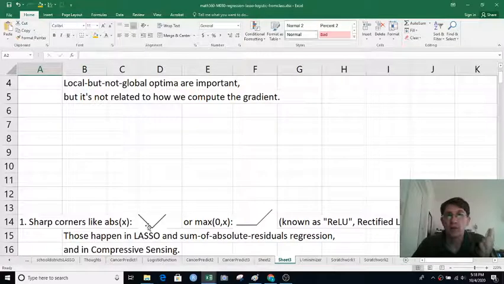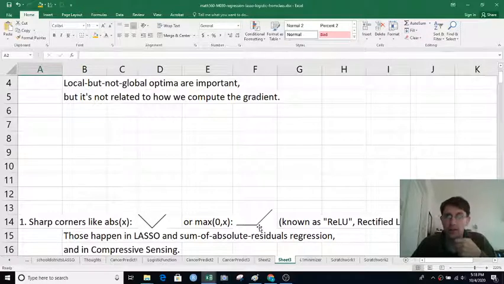So anything with sharp corners, like the absolute value function or the maximum of 0 and x, which is known as a rectified linear unit, or ReLU, in neural networks, those don't have a derivative right here or right here at the corner. And in some sense you might say, well, I don't worry about that because really what's the chance I'm right at that corner? I'm probably out here or over here, so maybe it's not going to be an issue. The problem is the optimum solution is probably right there, so you kind of want to be there.